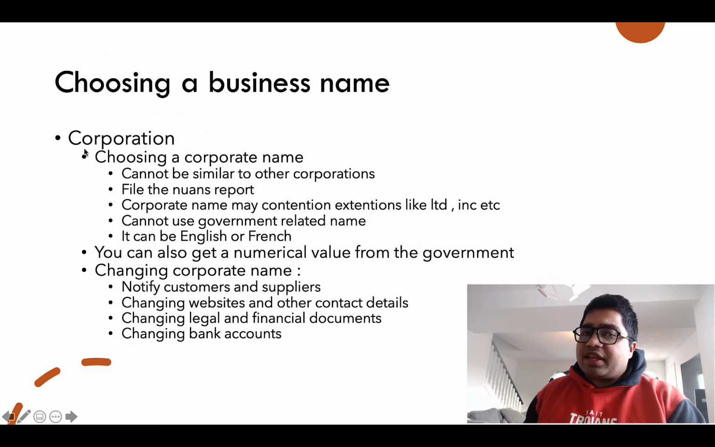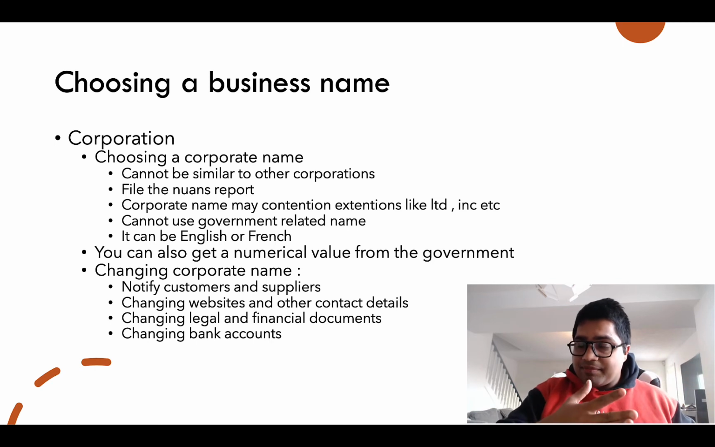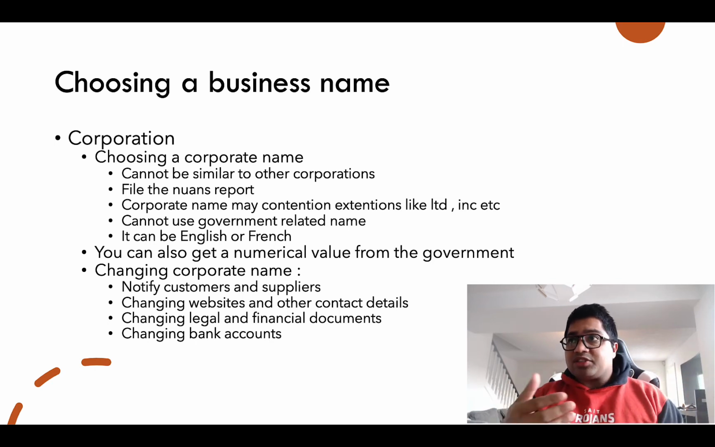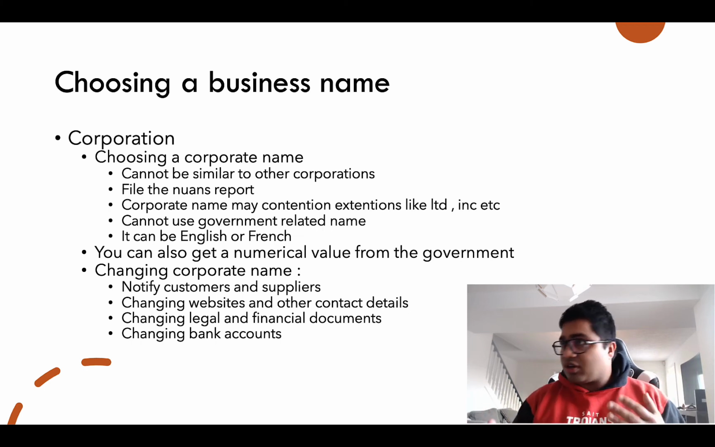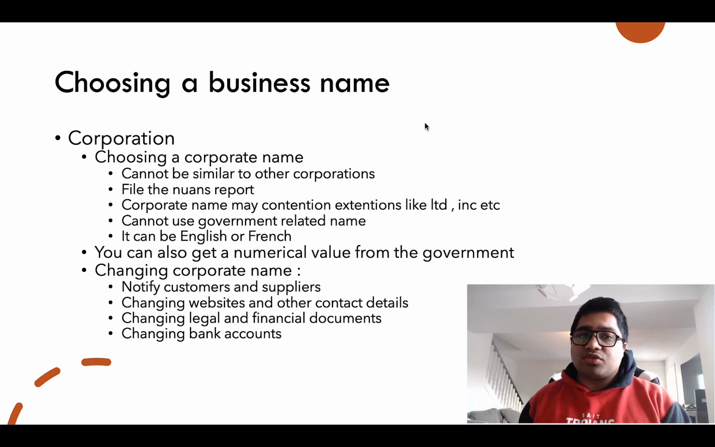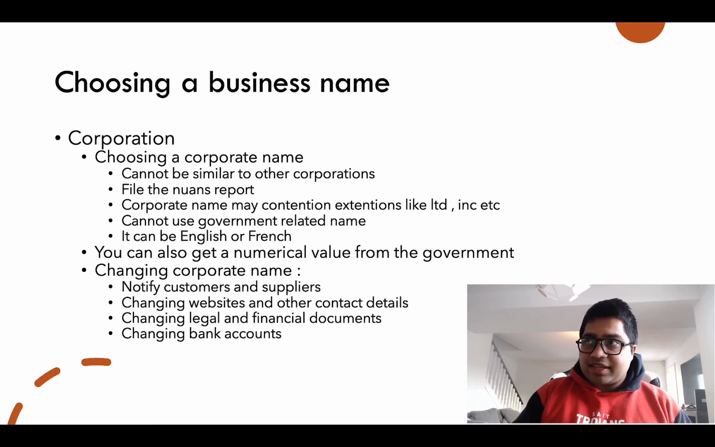Now, if it is an incorporated company, choosing a corporate name is a little bit different. A corporate name cannot be similar to other corporations. Your name should not be exactly the same as some well-known corporation, and it should not be similar to it. Let's say Hudson Bay is a company that is there in Canada. Your business cannot be named like Hudson Bay Calgary. You cannot have that. Similar names are also not allowed. You have to file the NUANS report. NUANS is a way of searching names in Canada. You need to file the NUANS report to get whatever names are available similar to your name.